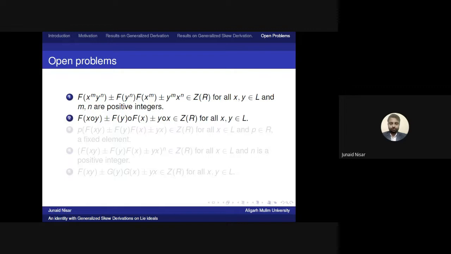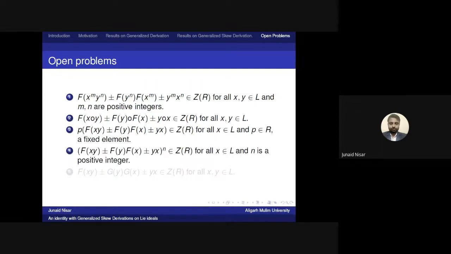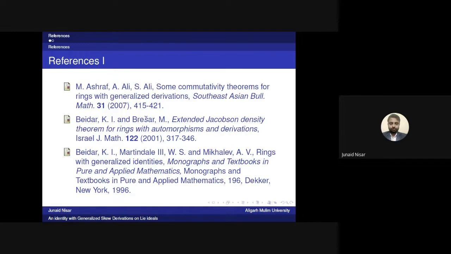Similarly, in the second, if we choose Jordan product, that is xoy is equal to xy plus yx, then again what we can say about the structure of ring R and the form of f. Similarly, in third and in fourth and in fifth, here are some open problems what we can think about these results. And these are references that have been used in my paper.